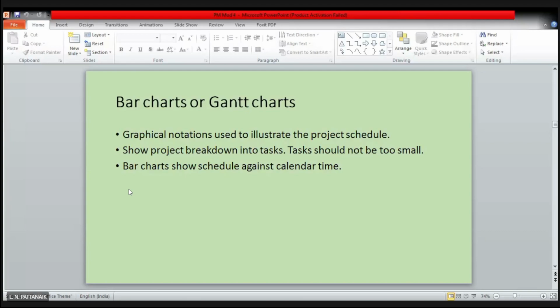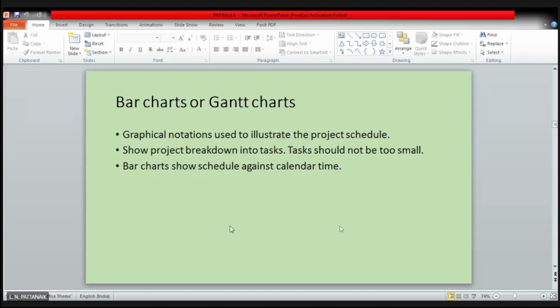So it is better. I'll limit myself to today's topic, that is, project scheduling using bar charts or Gantt charts. Graphical notations are used to illustrate the project schedule. It shows the project breakdown into tasks, which is the WBS. Tasks should not be too small. A bar chart shows the schedule against calendar time.